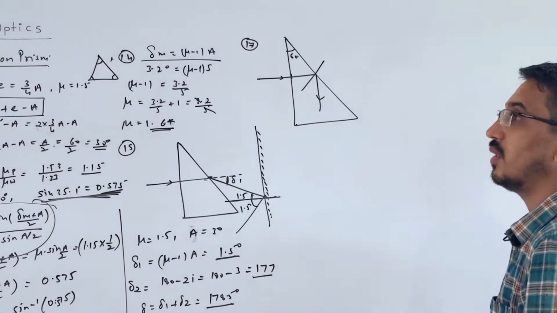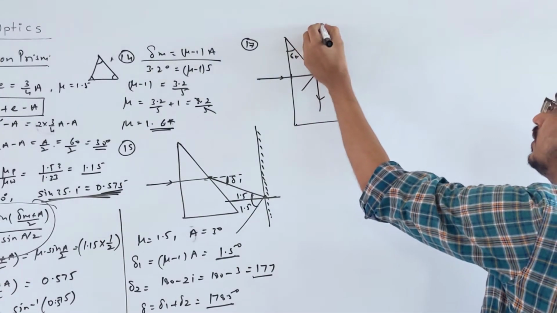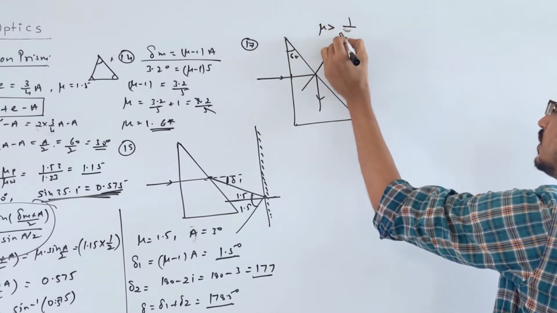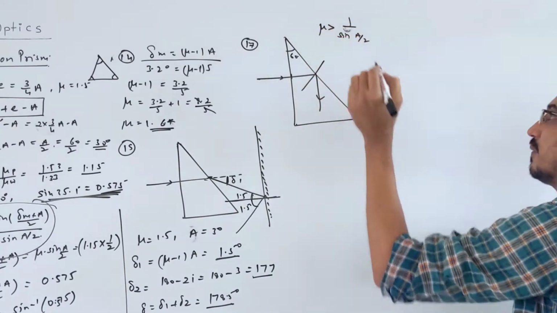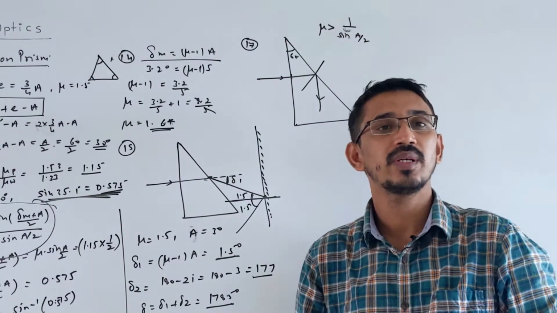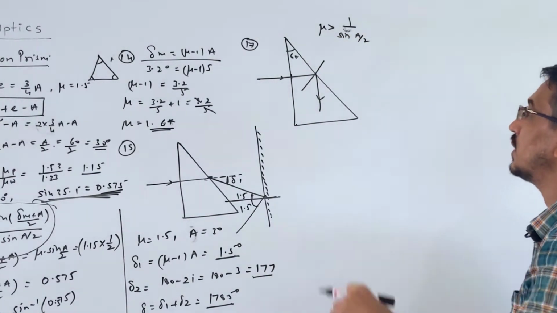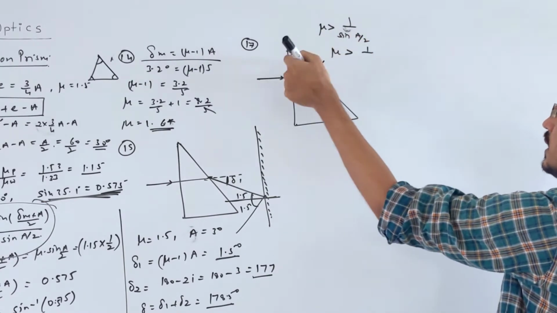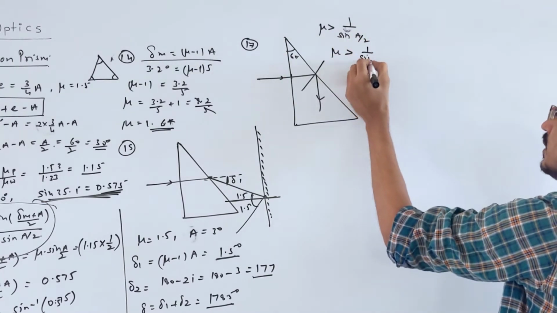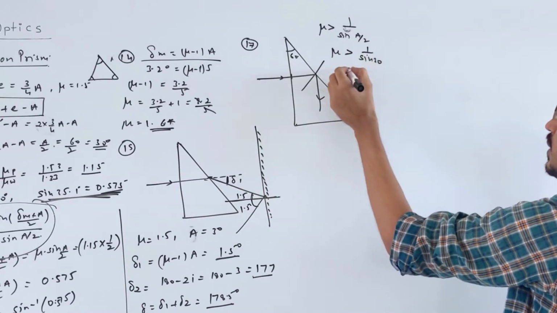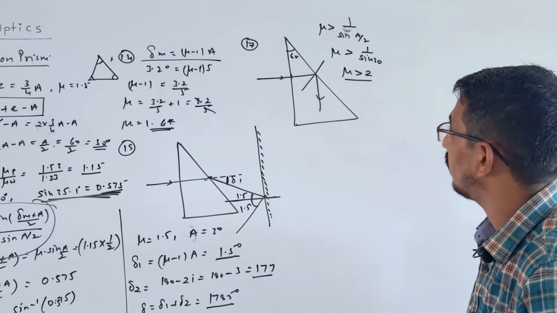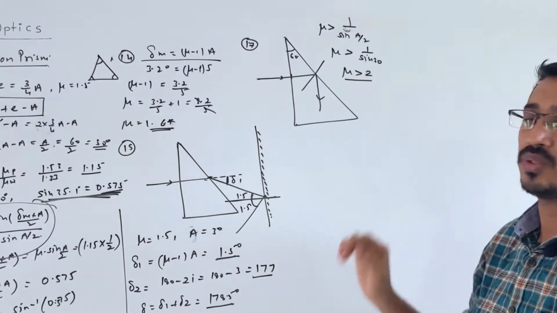So they are asking what is the refractive index. We know that to get the refractive index, what we need? This is called the no emergence condition, right? Now your mu should be greater than 1 by sine of A by... so if you see directly from here, mu should be greater than 1 by sine 30. Sine 30 means 1 by 2. So mu should be greater than at least 2. Correct? So refractive index at least equal to 2 or more than 2 should be there.